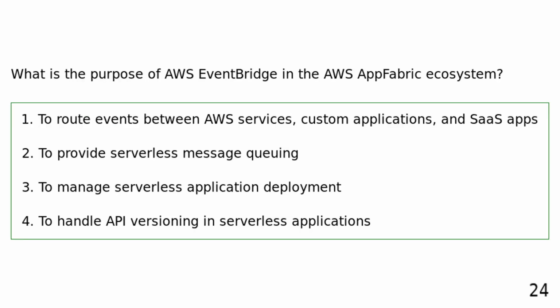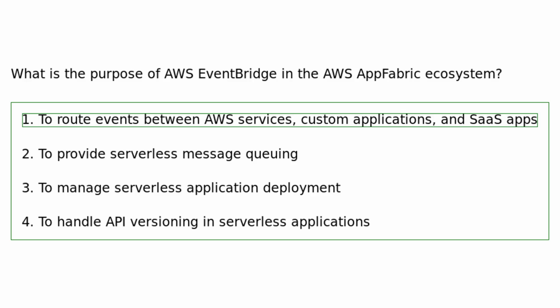What is the purpose of AWS EventBridge in the AWS AppFabric ecosystem? To route events between AWS services, custom applications, and SaaS apps. To provide serverless message queuing. To manage serverless application deployment. To handle API versioning in serverless applications. AWS EventBridge in AppFabric acts as a serverless event bus, facilitating event-driven architectures by routing events between various AWS services, custom applications, and third-party SaaS providers.